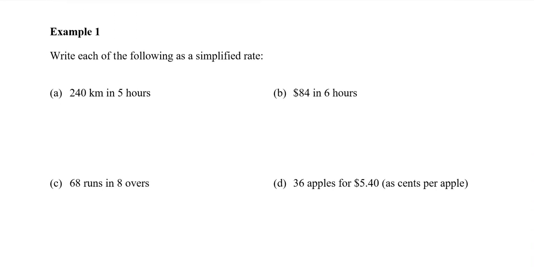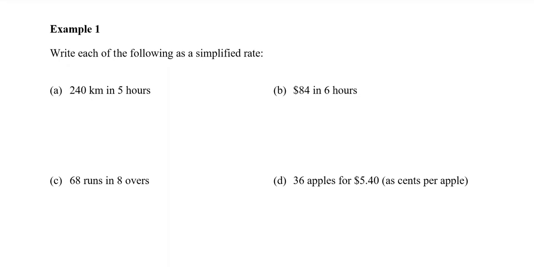Now, when we learnt about ratios, we made the units the same if there were any units involved, and then we simplified down and there were no units in our answer. However, rates are different in that we're comparing two different types of quantities, and we need to have units in our answer. So to do this, we start by writing our quantities as a fraction.